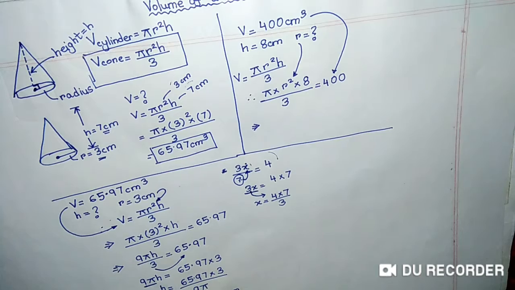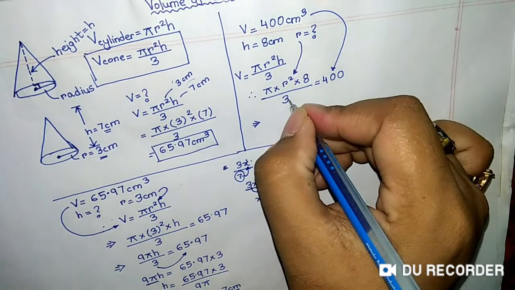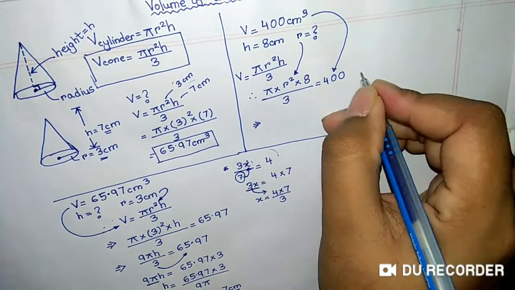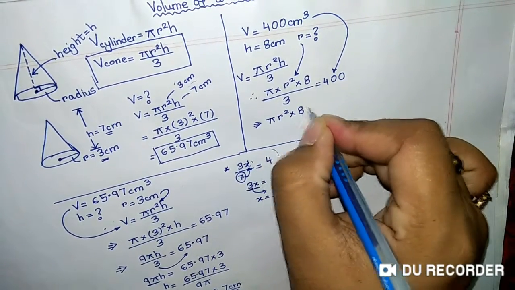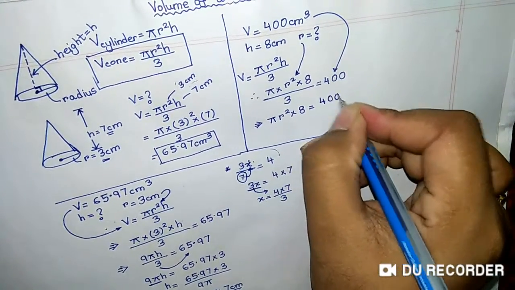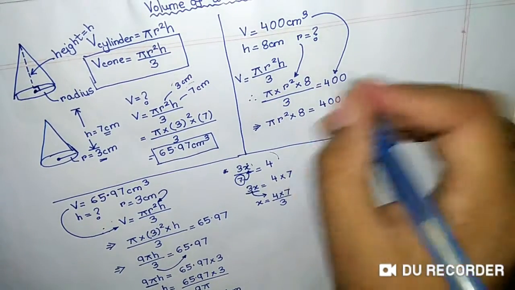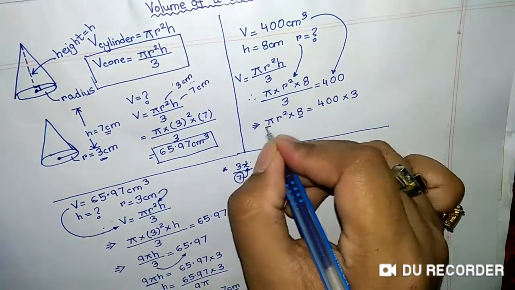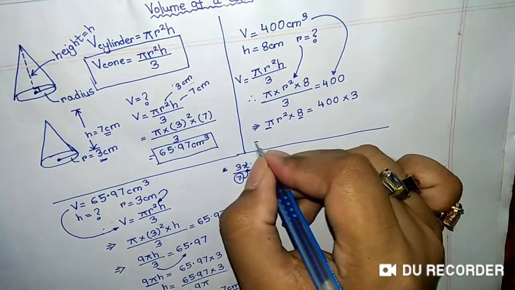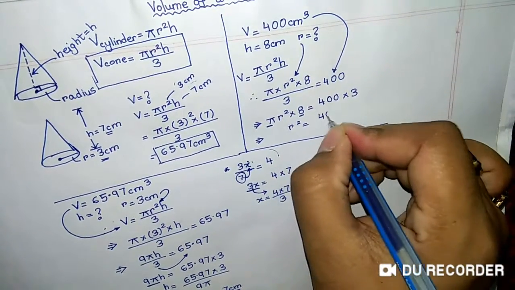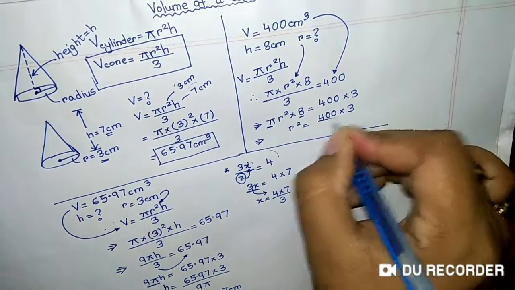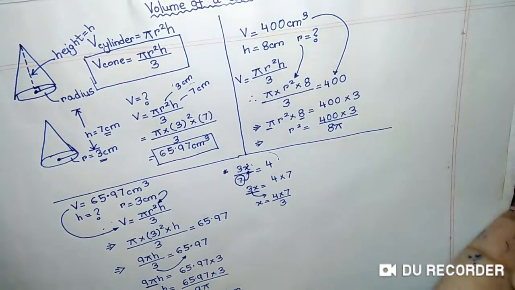Now we know that 3 is in the form of division. As a result, it will go to the other side and will become multiplication. So we know that whenever the side changes, the sign flips. We know 8 pi is in the form of multiplication. So as a result, it will go to the other side and it will become division like this.